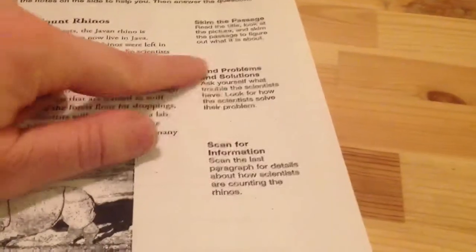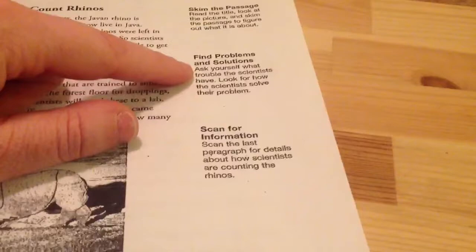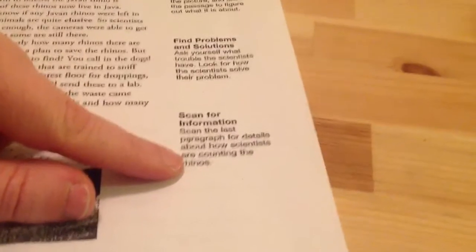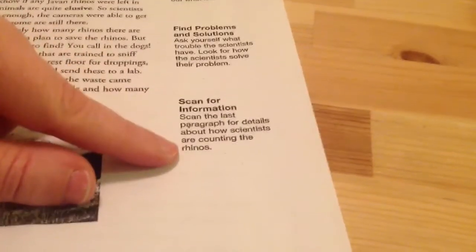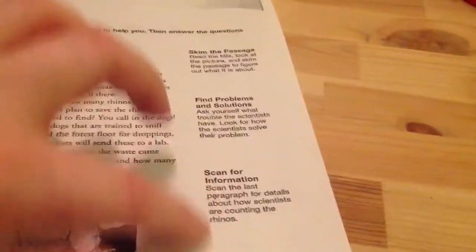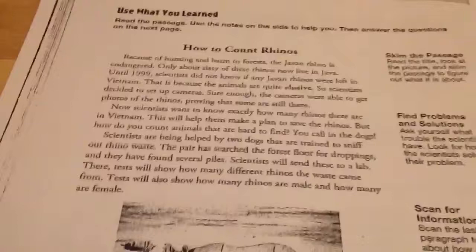Note 2 says, find problems and solutions. Ask yourself what trouble the scientists have. Look for how the scientists solve their problem. Also, scan for information. Scan the last paragraph for details about how scientists are counting the rhinos. These are clues to let us know what's going to be important when we answer the questions on the back. Let's go ahead and do the reading first.